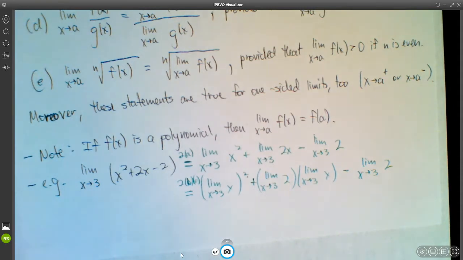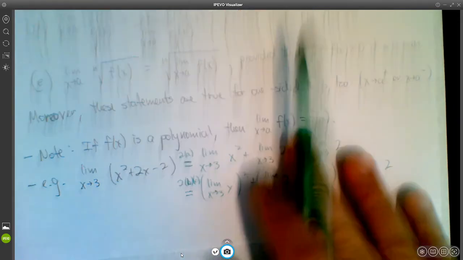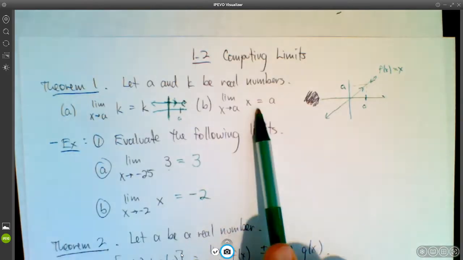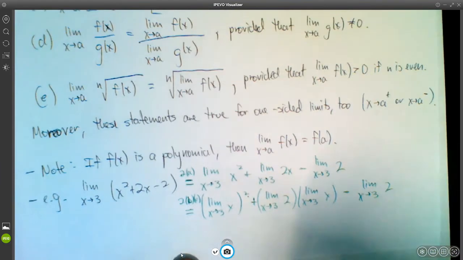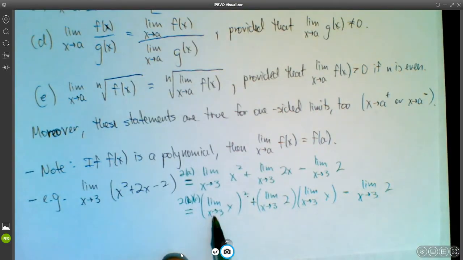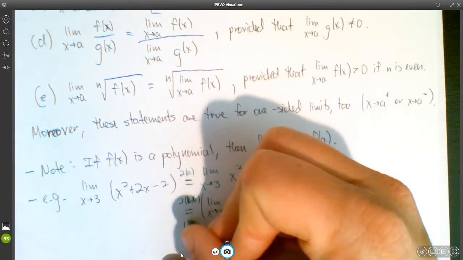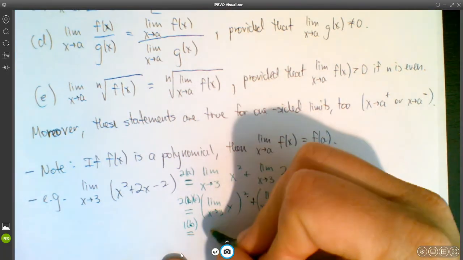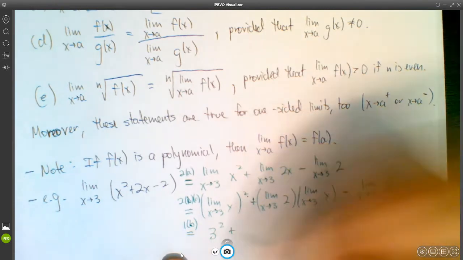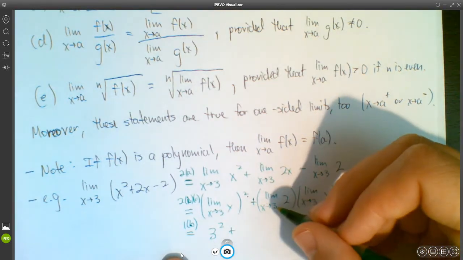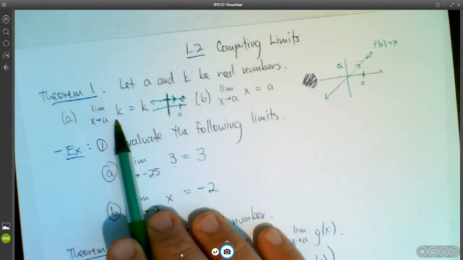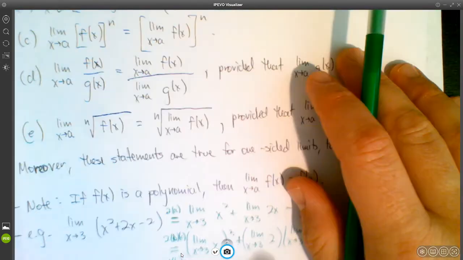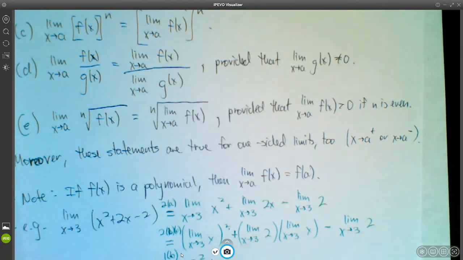But now, we know that the limit as x approaches a of x is just a. That's because of Theorem 1b, right? So because of Theorem 1b, I know that the limit as x approaches 3 of x is just 3. Now I can say that this is 3 squared plus... Oh, we also know the limit as x approaches a of k is just k. So the limit as x approaches 3 of 2 is just going to be 2.